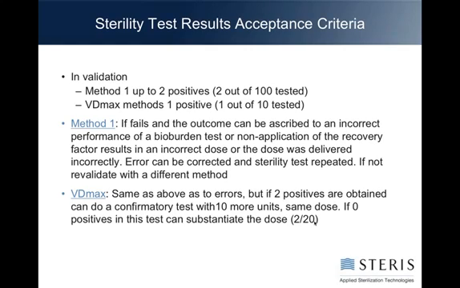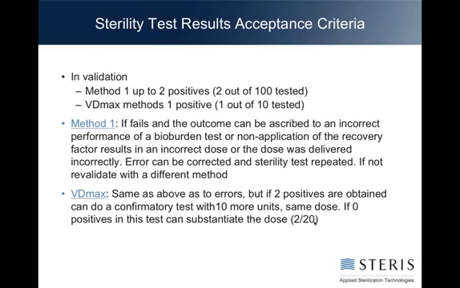The test results acceptance criteria, whether you're doing method 1 or VD max, will specify how many positives you can have on a sterility test. In method 1, up to 2 positives out of the 100 you test is considered a passing test. On a VD max method, 1 positive is the limit out of the 10 tested. That at first is counterintuitive. You're doing a sterility test, you expect to have no positives, but remember, you're testing to a probability. Your probability is that sterility assurance level. You're not going to release product at these doses. So if you meet the SAL, you've passed the test.